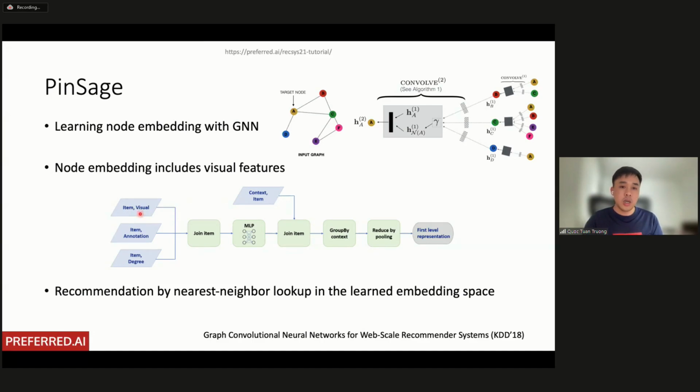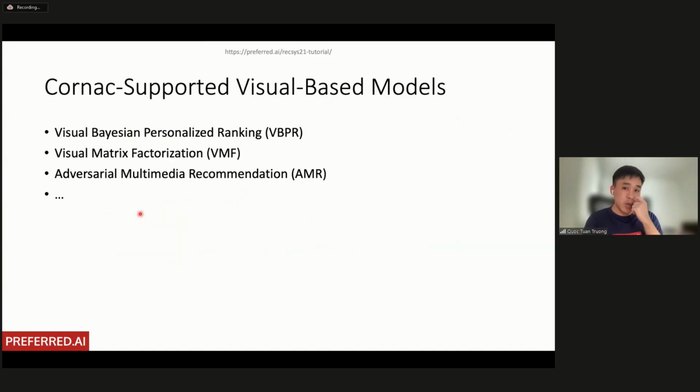So I think with that, we went through a few of the notable models for the image modality, and some of the models are supported in Cornac as well. So you can take a look and explore those models.